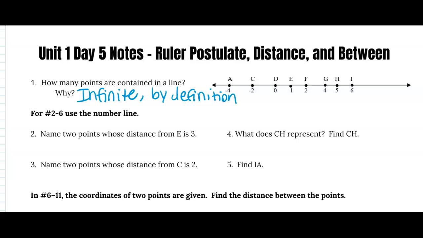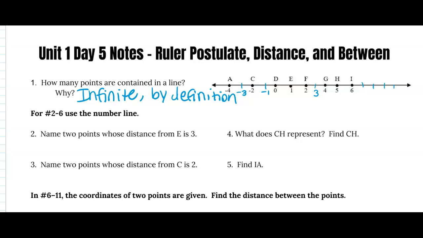So even though in this picture there are only 8 points that are shown, there's actually a point at -1, there's a point at -3, there's a point at +3, there's a 7, 8, 9, 10. It goes on forever in both directions, therefore giving us an infinite number of points.